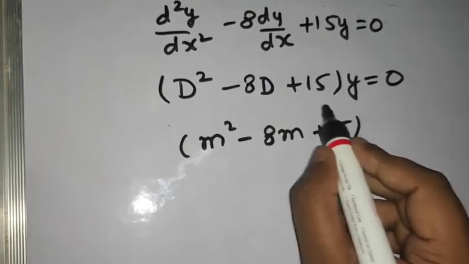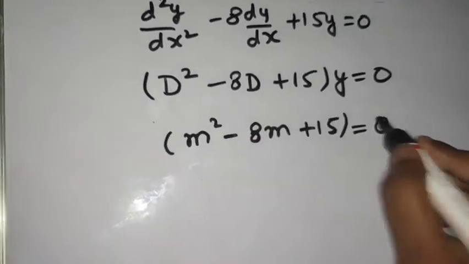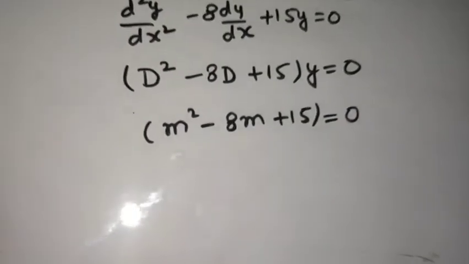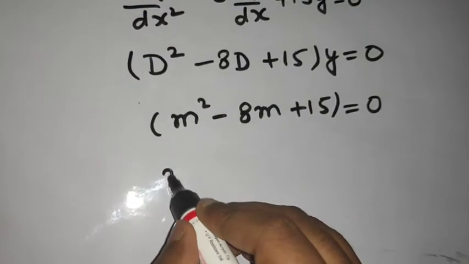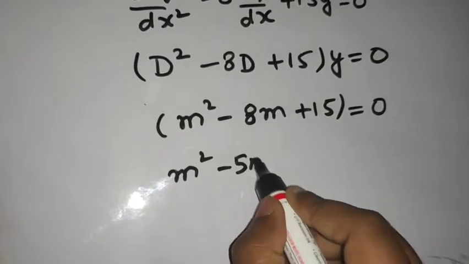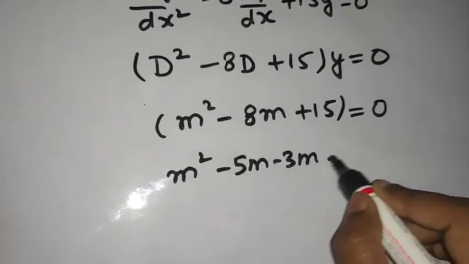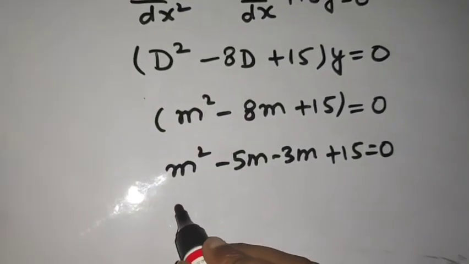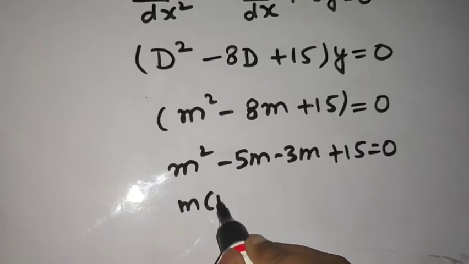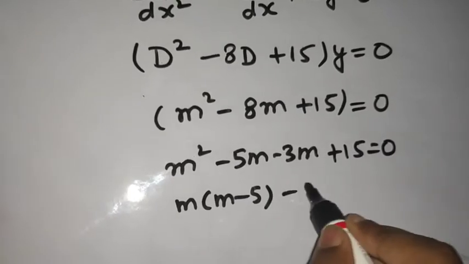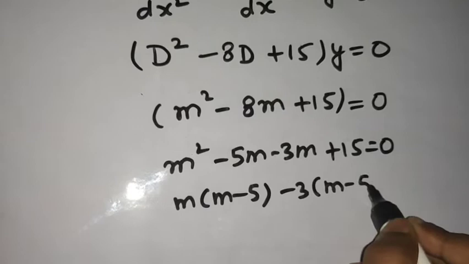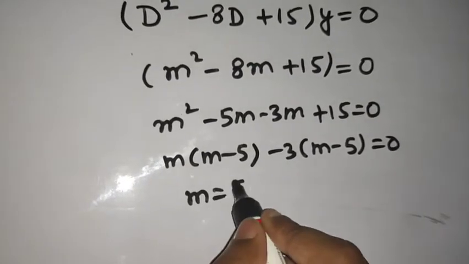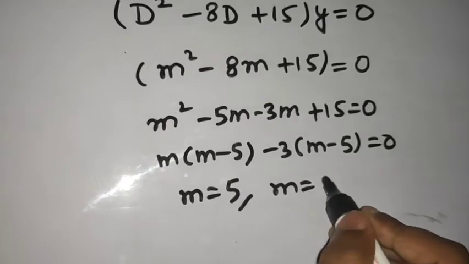And only this portion, equate this to 0. This gives you your auxiliary equation. Solve this. m square minus 5m minus 3m plus 15 equals 0. So you will get (m minus 5)(m minus 3) equals 0. So you will get m equals 5 and m equals 3.